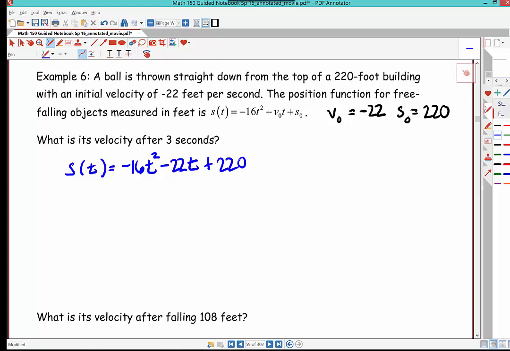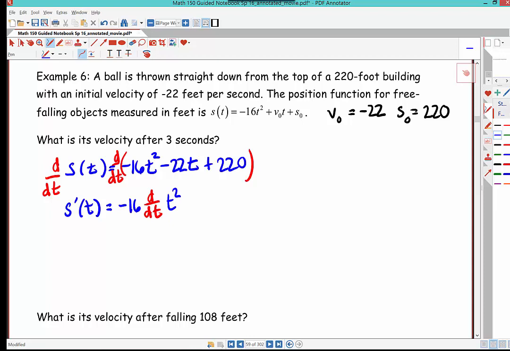So what is the velocity going to be, or how can we find the velocity? Great. The velocity is the derivative with respect to t of our position function. So this is going to be s prime at t is equal to, so I'm going to go a little bit faster, negative 16 times d dt of t squared.